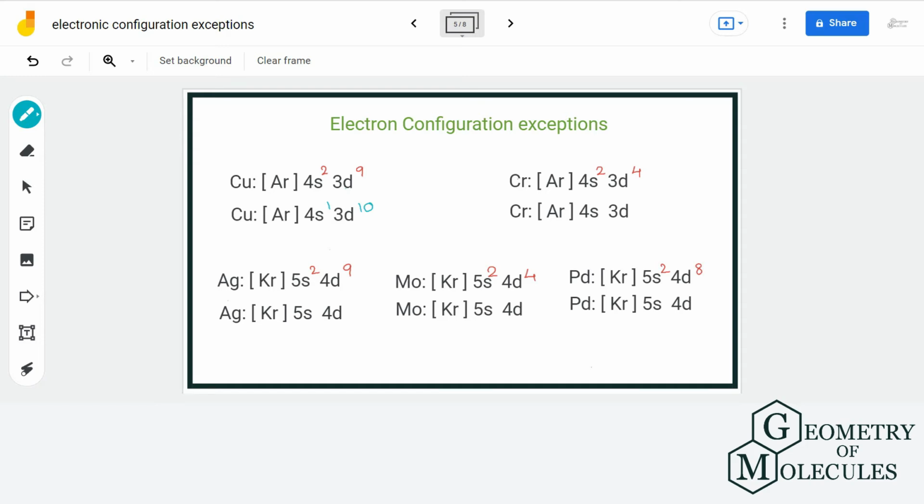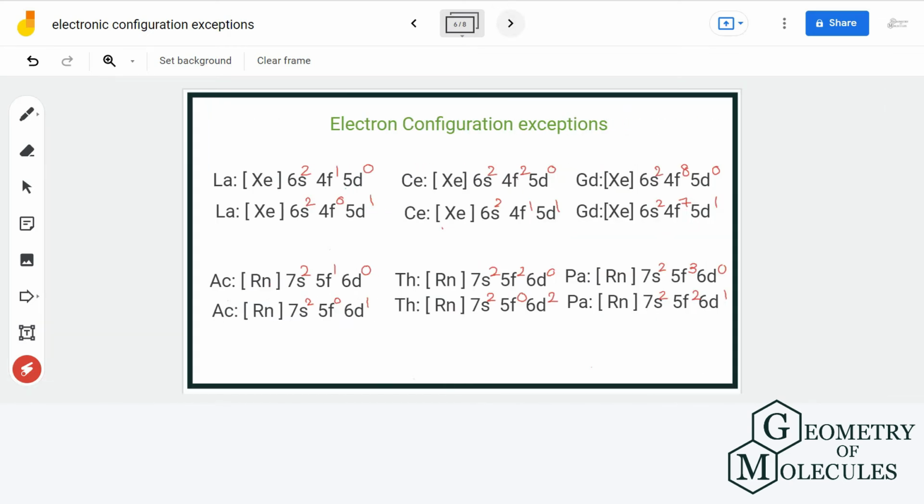Similarly, we can explain why chromium shows the electronic configuration of Ar 4s1 3d5 instead of Ar 4s2 3d4. In this electronic configuration, we have attained half-filled S and D orbitals. Now try and find out the electronic configuration of these three elements by yourself using the same logic.